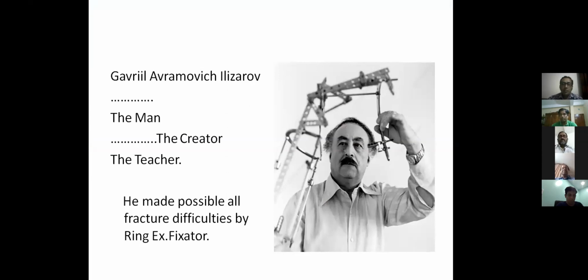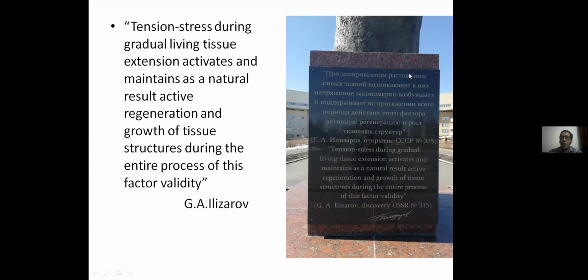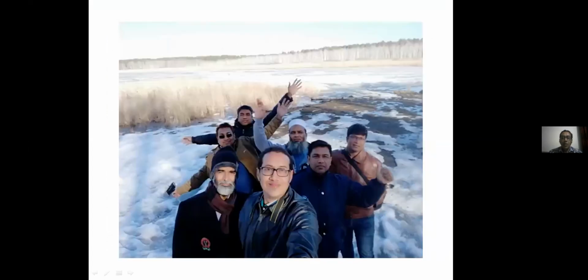Gabriel Abramovich Ilizarov is the man, the creator, the teacher. He made possible all fracture difficulties by ring external fixation. Tension stress during gradual living tissue extension activities and maintains as a natural result active regeneration and growth of tissue structure during the entire process of factor validity. This is the quote of Gabriel Abramovich Ilizarov, which is at the black stone of the monument of Professor Ilizarov at Kurgan Center. This is me at Kurgan Center. We are the 7th Kurgan Fellow at Kurgan last April.